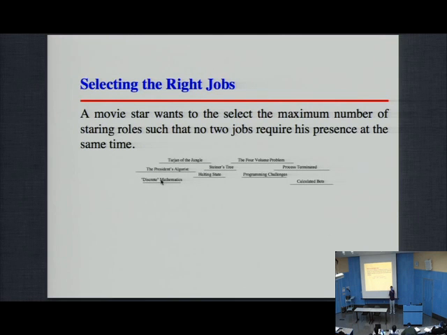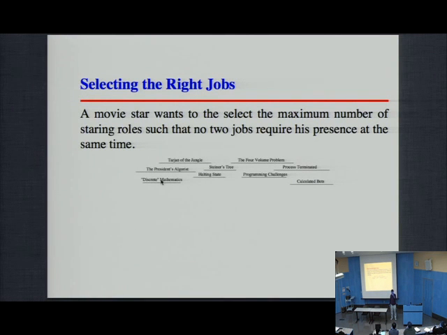How many people think this lets Brad Pitt do the most number of distinct movies? How many people think this is a correct algorithm? Raise your hand. How many people think this is an incorrect algorithm? Raise your hand. Okay, a few more. How many people didn't think? Okay, a large number, right?